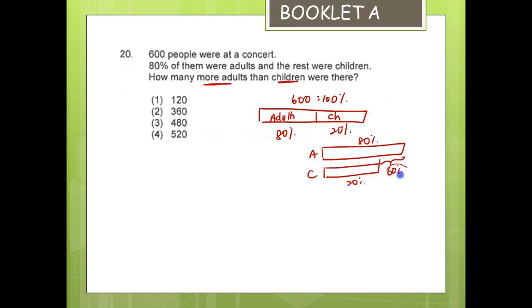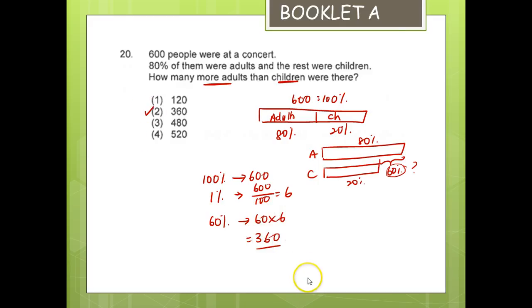So I want to find this 60%, how many? So I know 100% is my 600. 1% will be 600 divided by 100, which is 6. I want to find 60%. 60 times 6, answer is 360, which is option number 2.